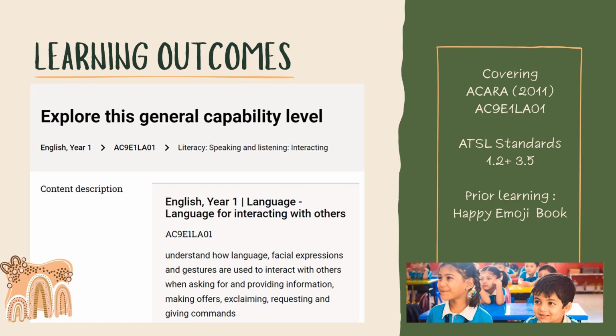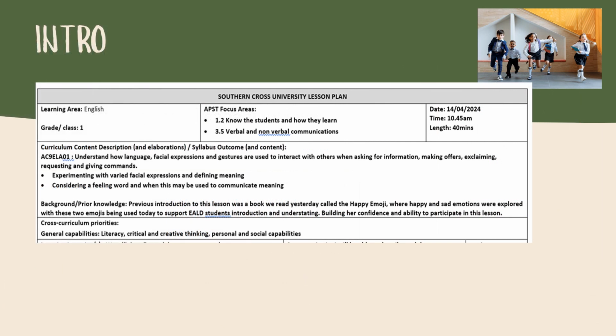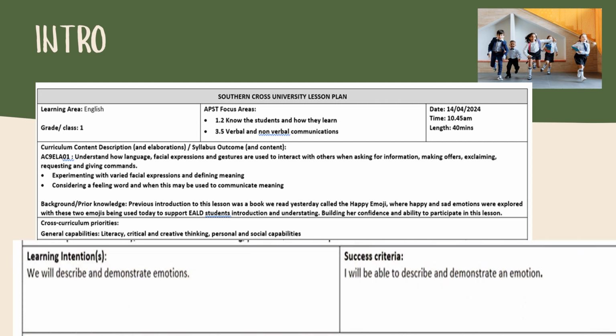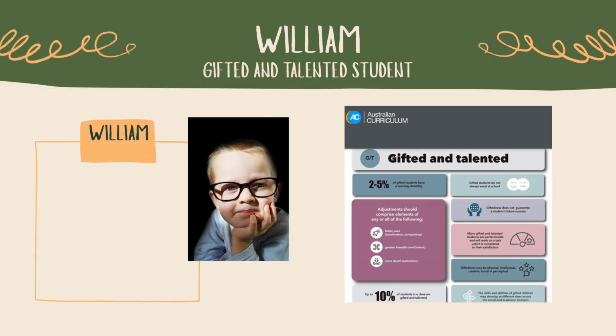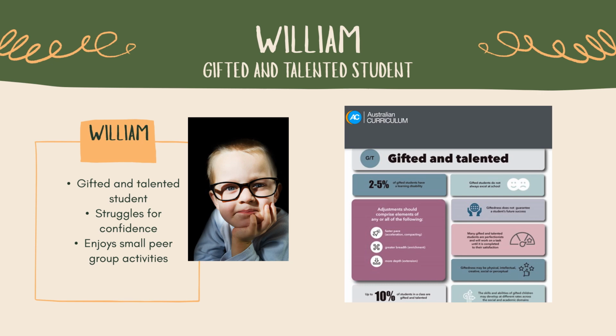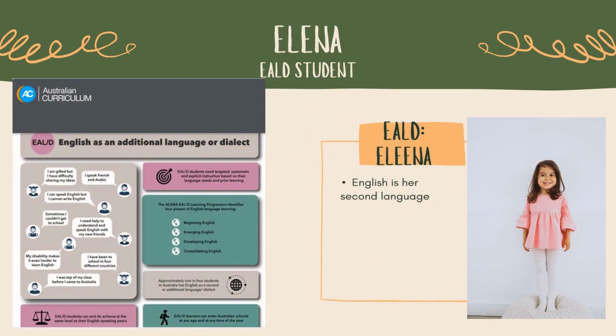The learning intentions seek to have students able to describe and identify some key emotions. With the success criteria, I will be able to describe and demonstrate an emotion. The lesson is a combination of learning styles specifically tailored to support two learners. Introducing William. William is a gifted and talented student who struggles for confidence when presenting in large groups but enjoys small peer group activities. Alina has English as a second language. Alina is encouraged by social interactions.